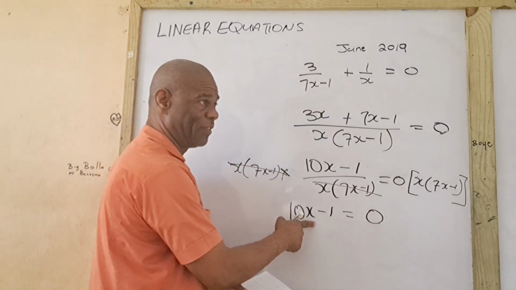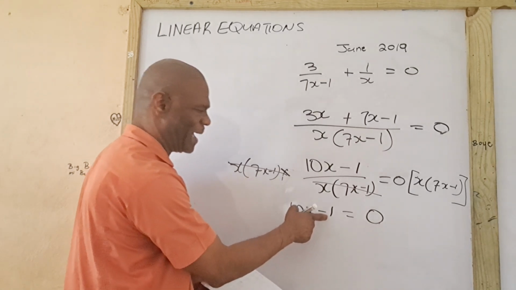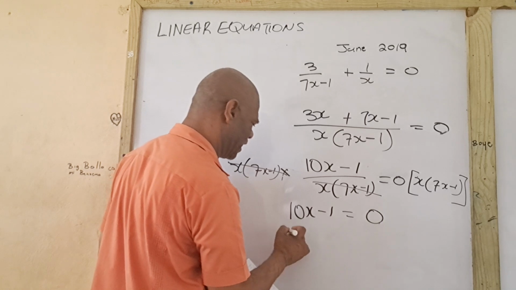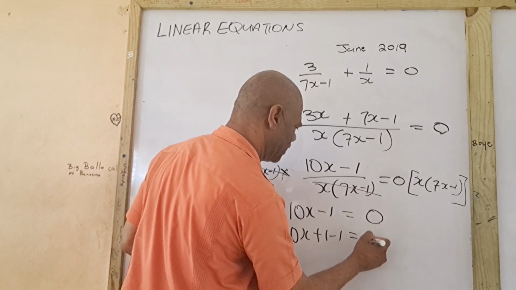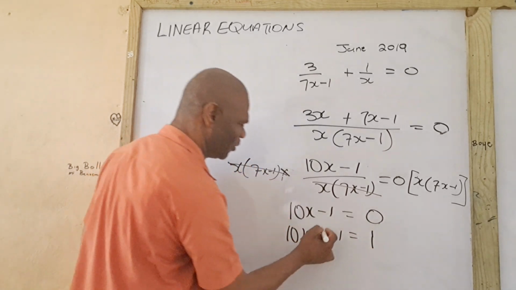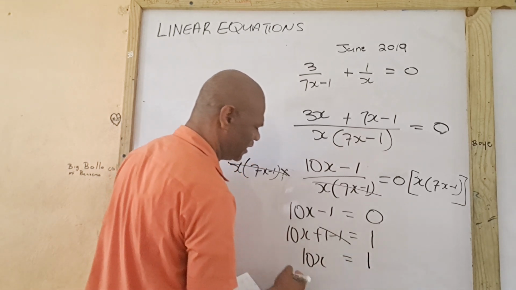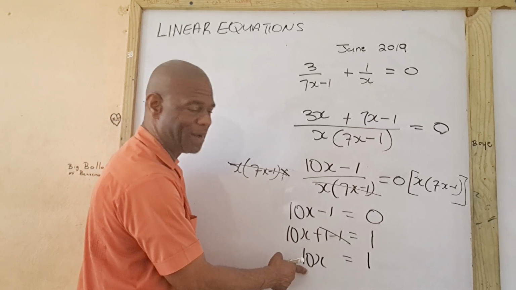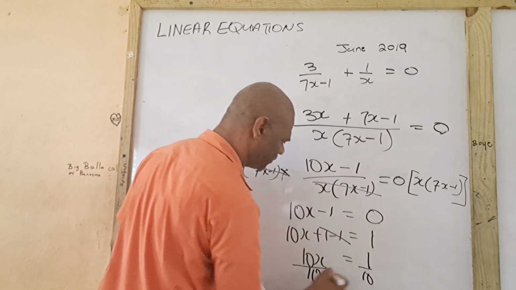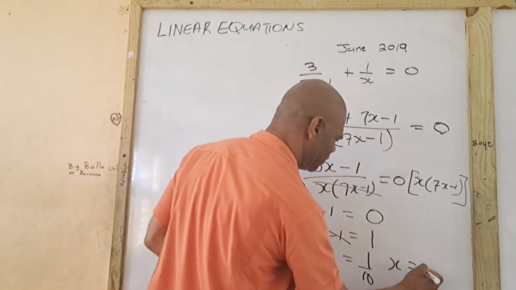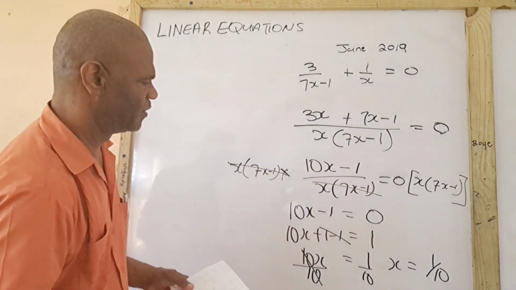Now we want to find the value of x, so we have to get rid of the minus 1 here first by doing what? By adding 1 to both sides. So we have 10x plus 1 minus 1 equal 1. Right? Now the 1 minus 1 is 0. We are left with 10x equal 1. Then we need to get rid of this 10 by doing what? By dividing both sides of the equation by 10. x is equal to 1 over 10. Alright? 1/10. Good?